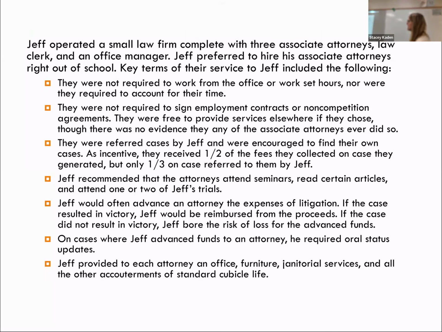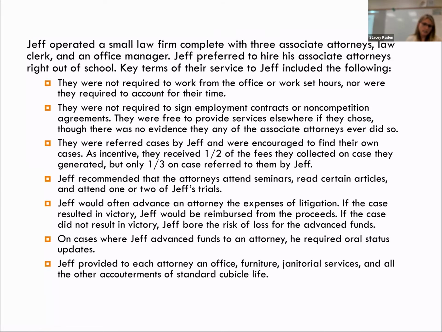So this is an act from an actual court case. The tax court looked at these facts and had to decide whether these attorneys were employees or independent contractors. So you guys all get to be the tax court today and see if you agree with what they came up with. Jeff operated a small law firm complete with 3 associate attorneys, a law clerk, and an office manager.